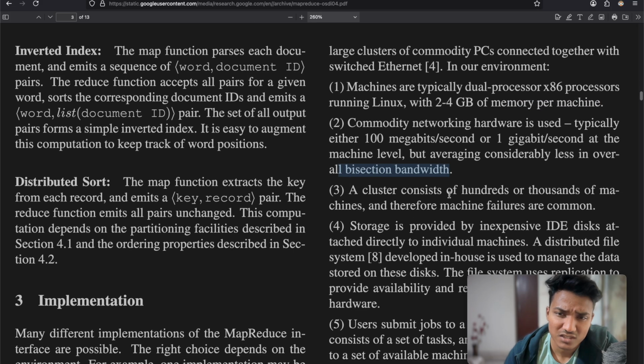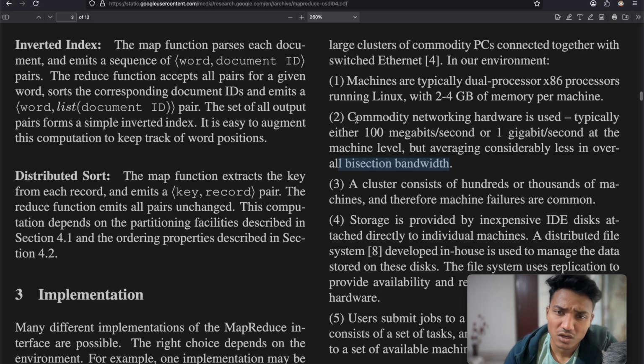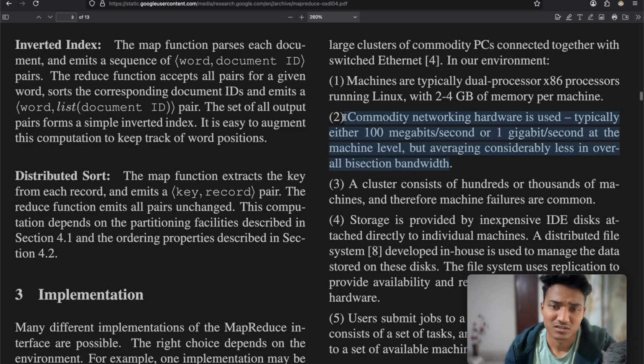I did not get that point, honestly. Commodity networking hardware is used, typically 100 megabits per second or 1 gigabit per second at machine level, but averaging considerably less in overall bisection bandwidth. I think they are just telling the networking. I'm not sure. I need to GPT it. I'm really not sure.